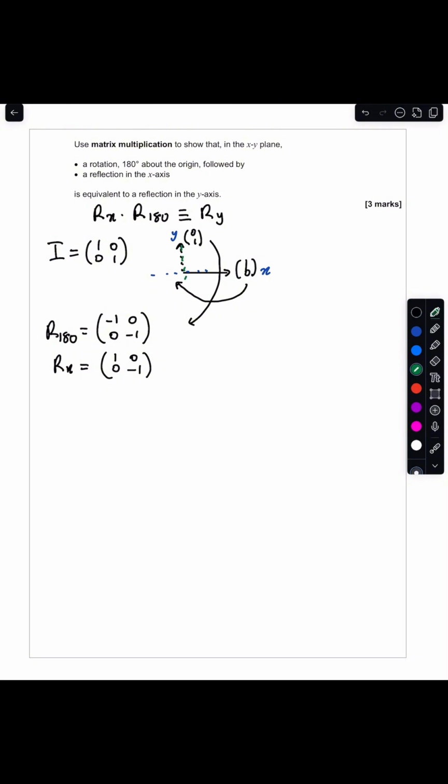If we're reflecting in the y-axis, this axis here, we can see that the point 0, 1 remains unchanged, but 1, 0 becomes negative 1, 0. So actually, we can write this as negative 1, 0, 0, 1.